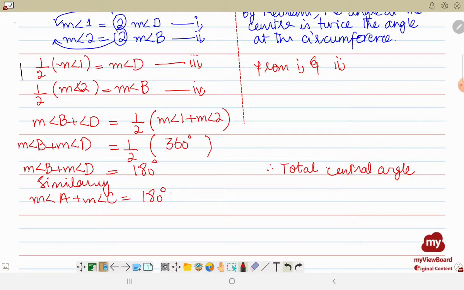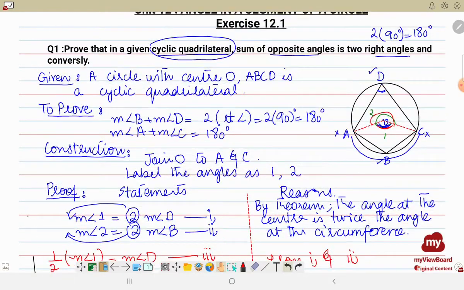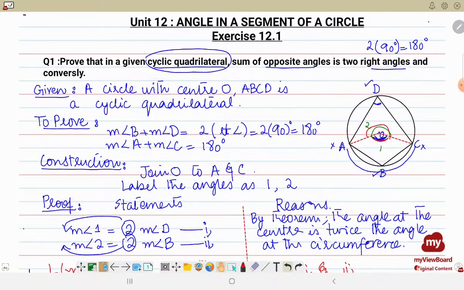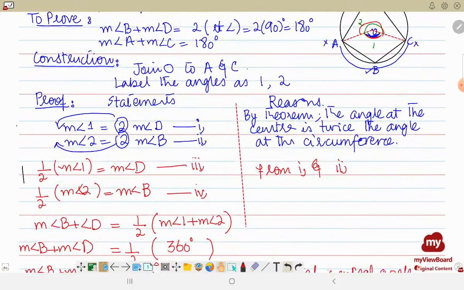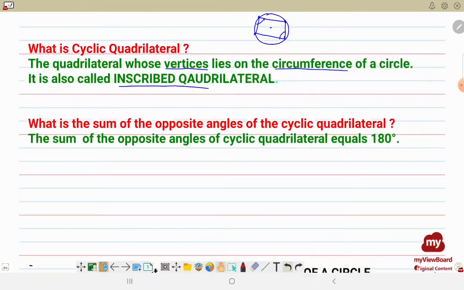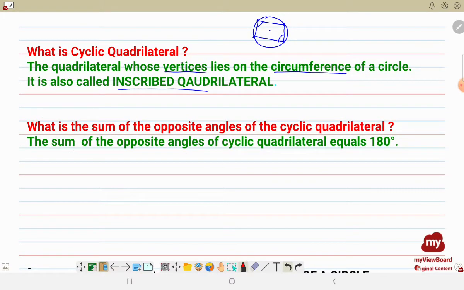And since by the statement 180 is equal to 2 times a right angle, right? So write 2 times a right angle, and 180 degrees is the same thing. Now conversely, what we have to prove is that if the sum of the opposite angles is equal to 180 degrees, then the quadrilateral is a cyclic quadrilateral. So we have already discussed the definition of the cyclic quadrilateral and its property, that the sum of the opposite angles of a quadrilateral is equal to 180 degrees.